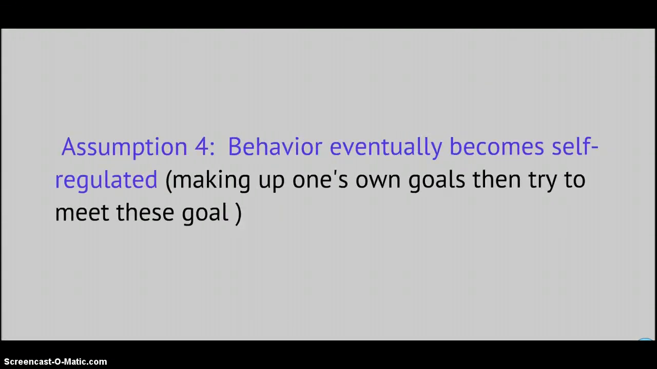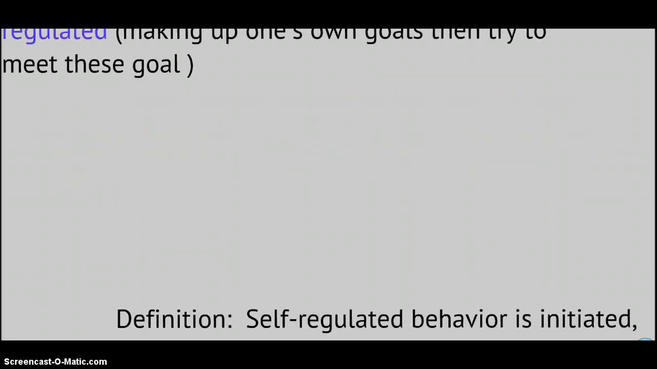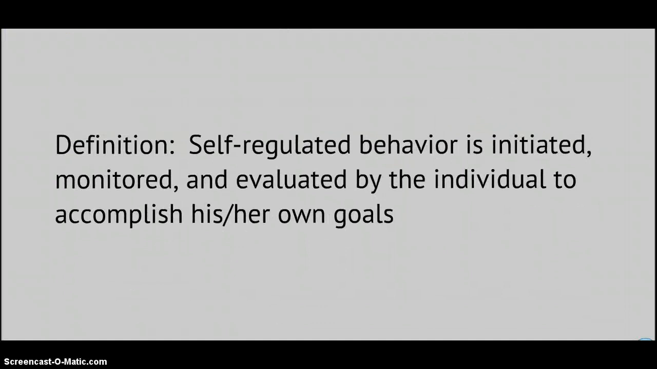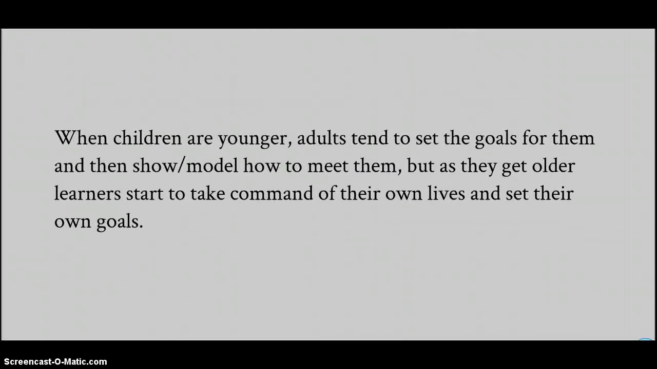Assumption number 4. Behavior eventually becomes self-regulated. Self-regulated behavior is initiated, monitored, and evaluated by the individual to accomplish his or her own goals. An example of this is when children are younger, adults tend to set the goals for them, and then they show or model for them how to meet them. But as they get older, learners start to take command of their own lives and set their own goals.